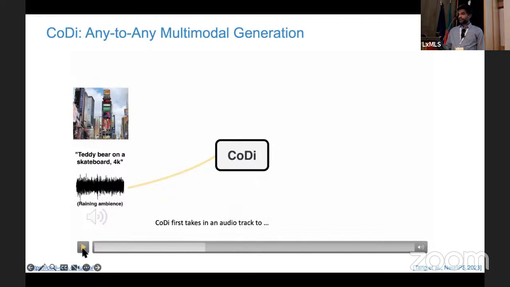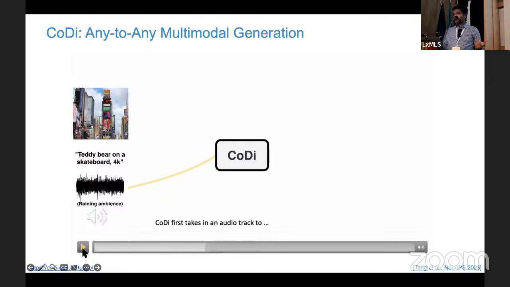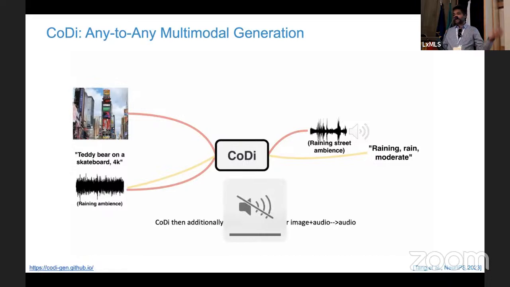Now what I can tell CODI, okay, so there'll be two audios now. I'll tell CODI first, maybe take a single modality to single modality task: take the audio track and do audio to text. Now I can have two arrows. I can say take the image and take the audio clip, which is the rain sound, and generate another audio.